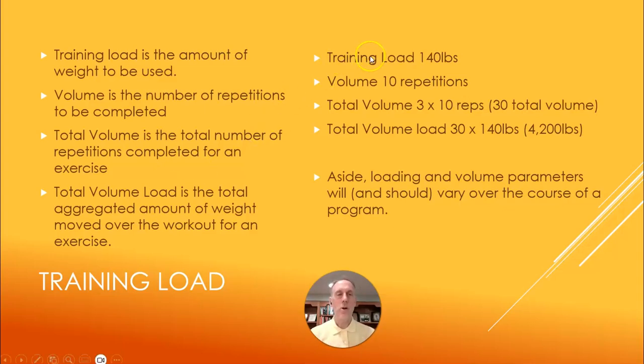So if we know that we're doing 140 pounds and we do 140 pounds for 10 repetitions and we do 3 sets of 10, well, we have our total volume, that's 30 reps. Our total volume load will be 30 repetitions times 140 pounds. That's our weight up here. That's 4,200 pounds of weight moved. Now, you have to vary these. You have to vary your rep and set combinations. You have to vary your loading parameters, and that will then flow through and affect your total volume load parameters as well.